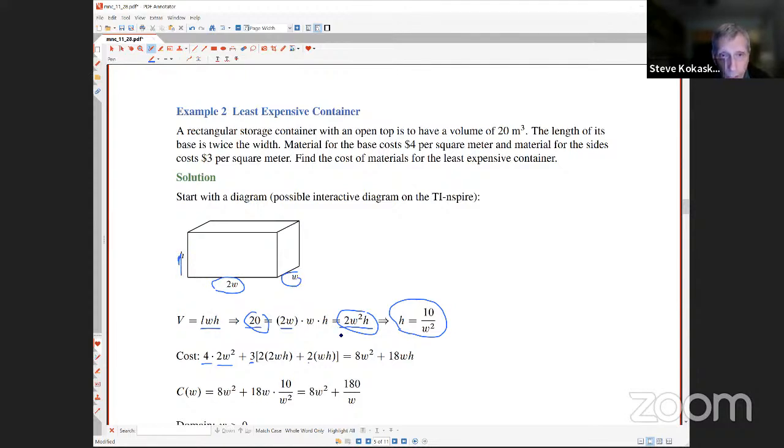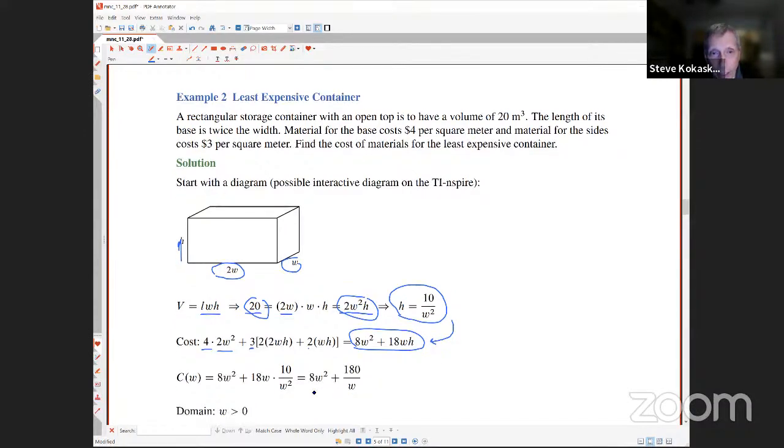Wow. Put all of that together. Here's my cost function that I want to minimize. And as before, it's actually in terms of 2 variables, W and H. But I'm ready to go. I can take this expression over here for H and plug it in.